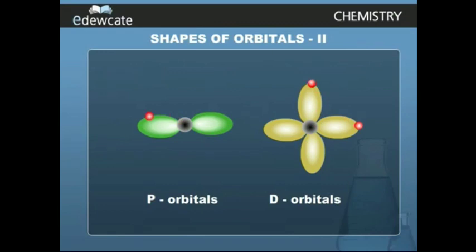In our next video, Shapes of Atomic Orbitals Part 2, we will learn in detail about the boundary surface diagrams of p and d orbitals.